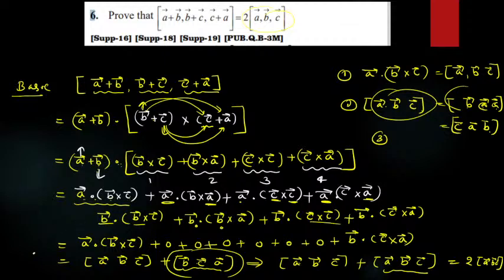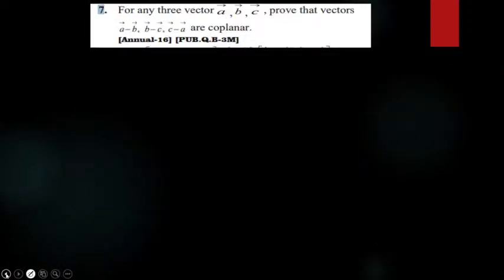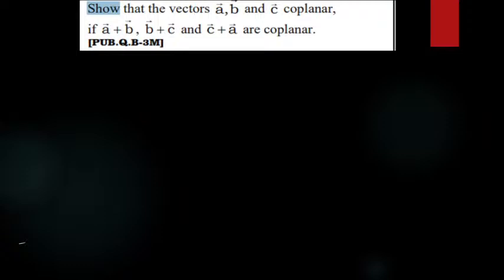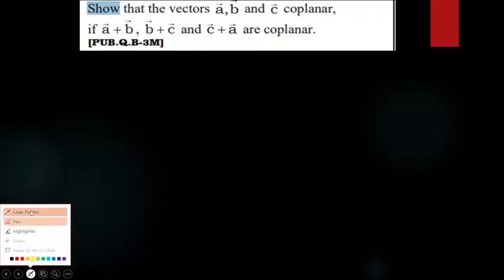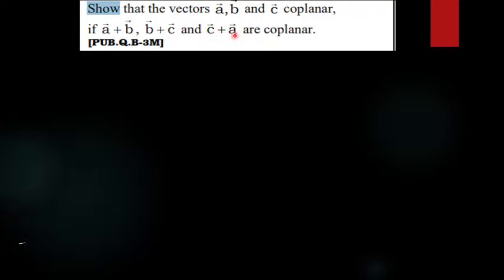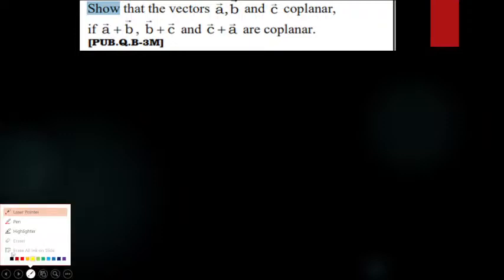Okay, same question is here, that one asked like this: show that the vectors A, B, C are coplanar if A plus B, B plus C, C plus A are coplanar. If A plus B, B plus C, C plus A are coplanar, then their scalar triple product will be what? 0, right? So look at this, I will show this question by using that.